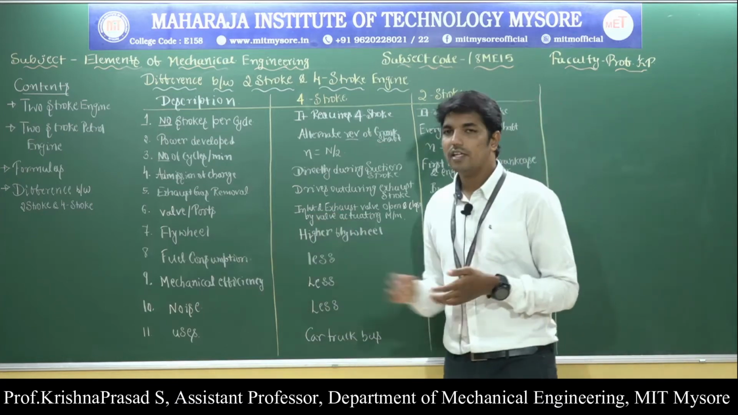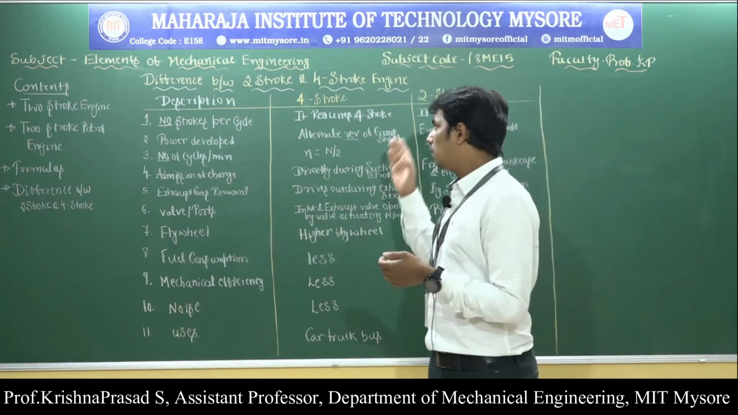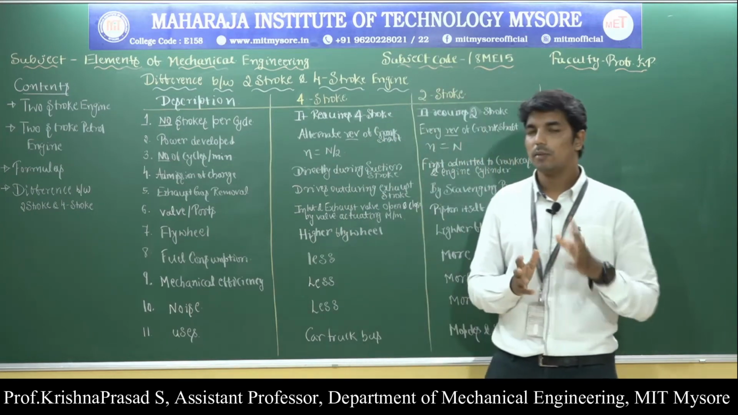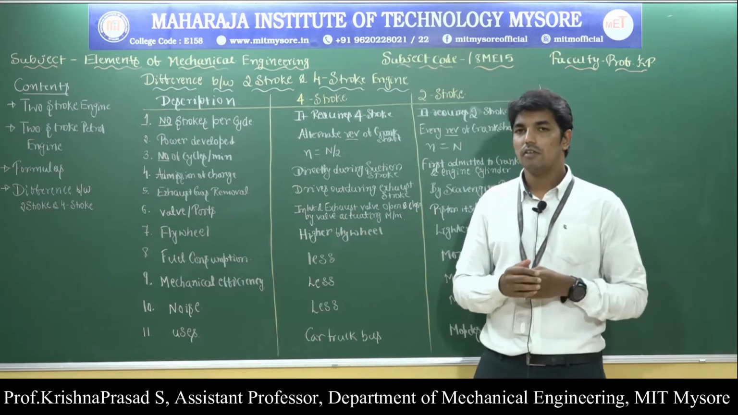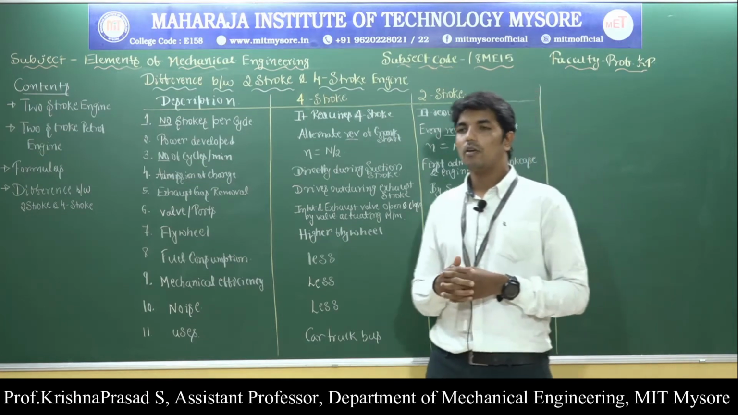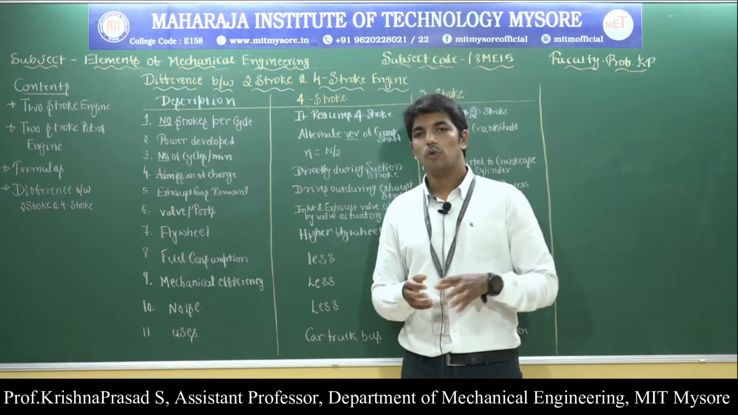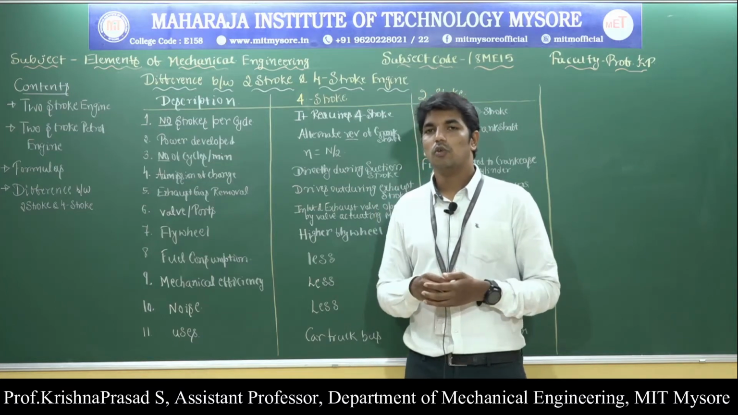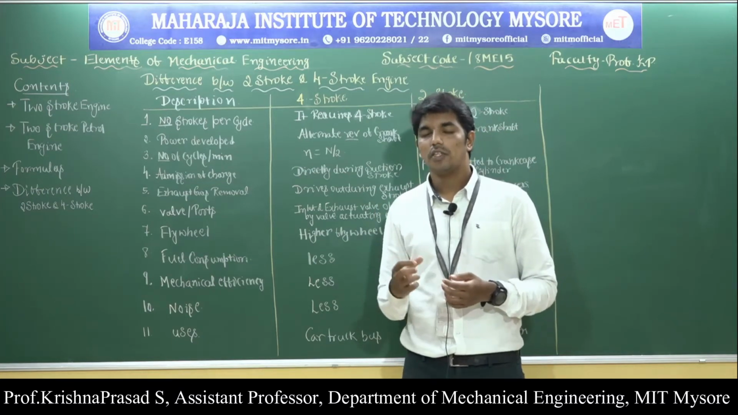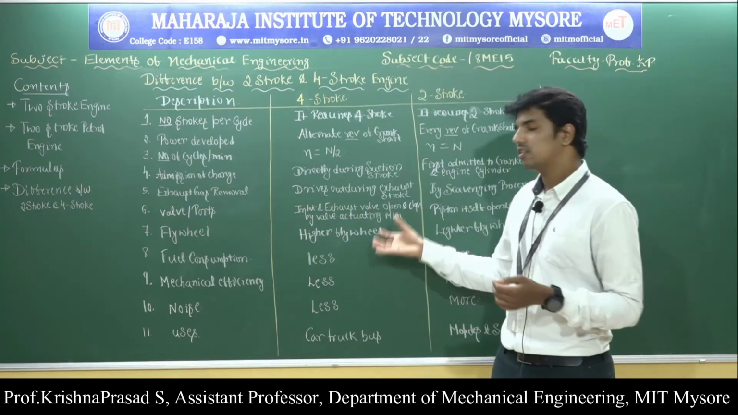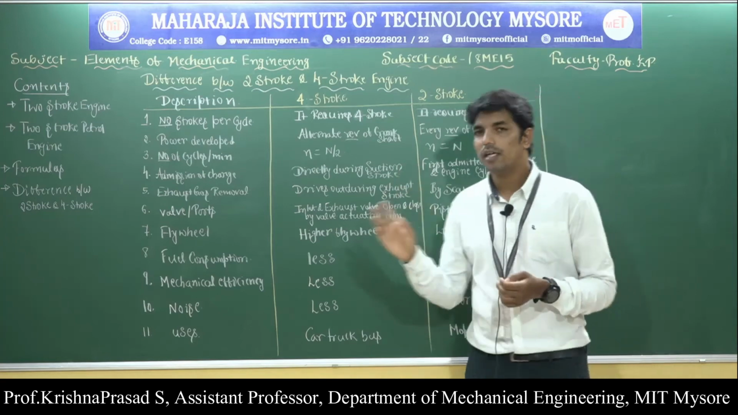Then flywheel. In case of the 4-stroke engine, the size of the flywheel required is very high. The size of the flywheel is a little bit more. Why? Because whatever power is developed during the power stroke is stored in the flywheel, and the same power is extracted during the compression, suction and exhaust strokes. So a higher flywheel is required for the 4-stroke engine.